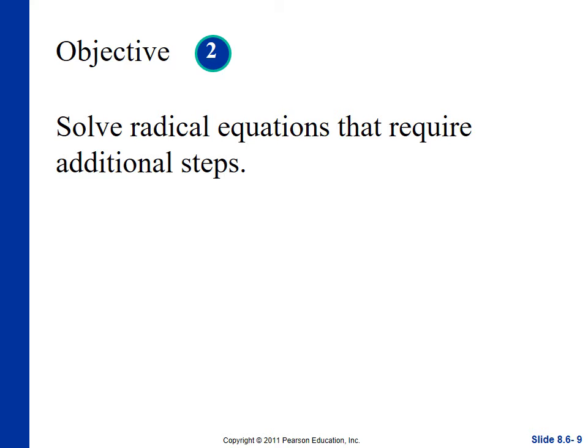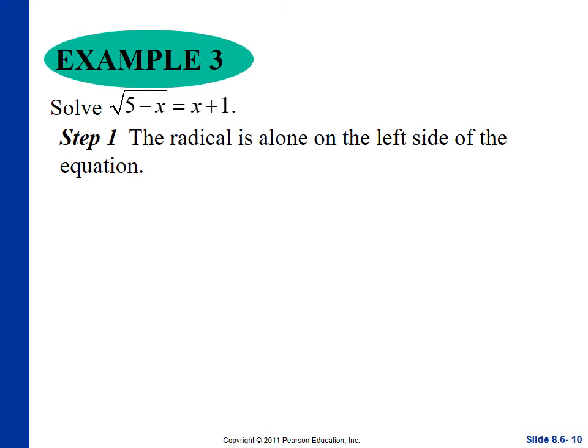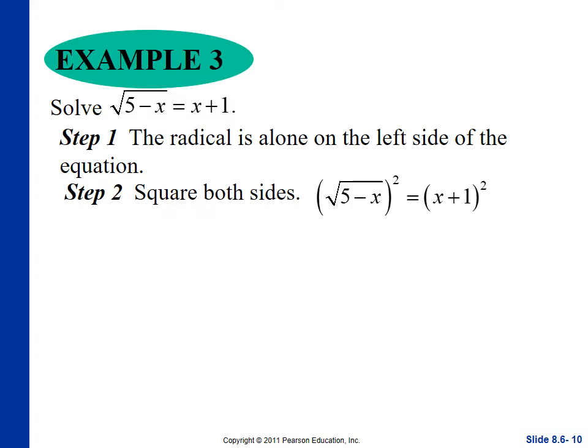All right, now some additional steps that could be involved here. Now we've got the square root of 5 minus x equals x plus 1. The radical is already alone on the left side of the equation, so that part's done. Step 2, square both sides. So the square root of 5 minus x, squared, gives 5 minus x. The quantity x plus 1 squared is x squared plus 2x plus 1. I have now got a quadratic.